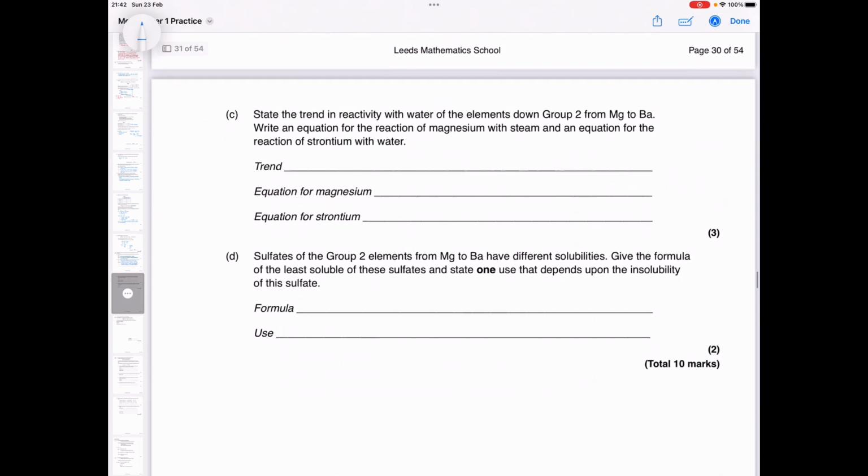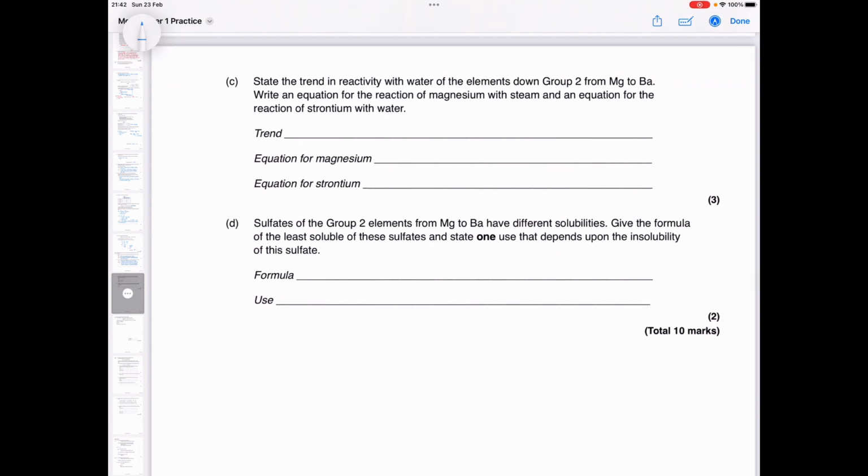More trends in part C. State the trend in reactivity with water of the elements going down group 2 from magnesium to barium. Write an equation for the reaction of magnesium with steam and an equation for the reaction of strontium with water. Okay, so the trend as we go down the group is for increasing reactivity with water. Increases as you go down group 2.